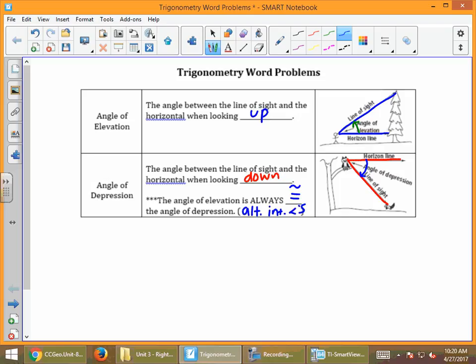Again, angle of elevation is when you're looking up. So if you're going from the horizontal to the slanted, your arrow will be pointing up. Angle of depression is when you're looking down. Draw that arrow from the horizontal to the slanted. If the arrow is pointing down, then it's an angle of depression.